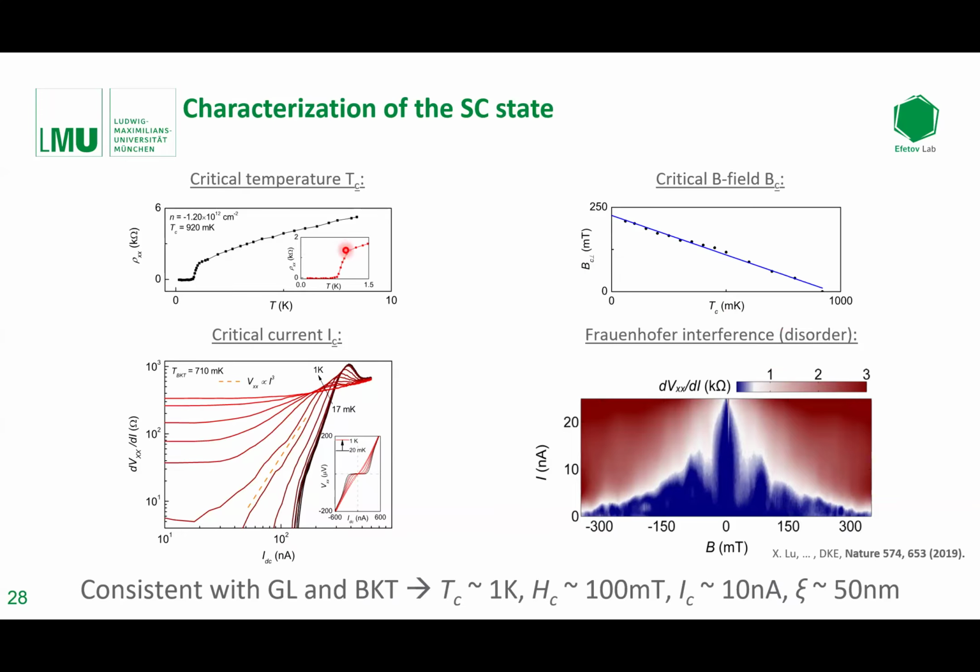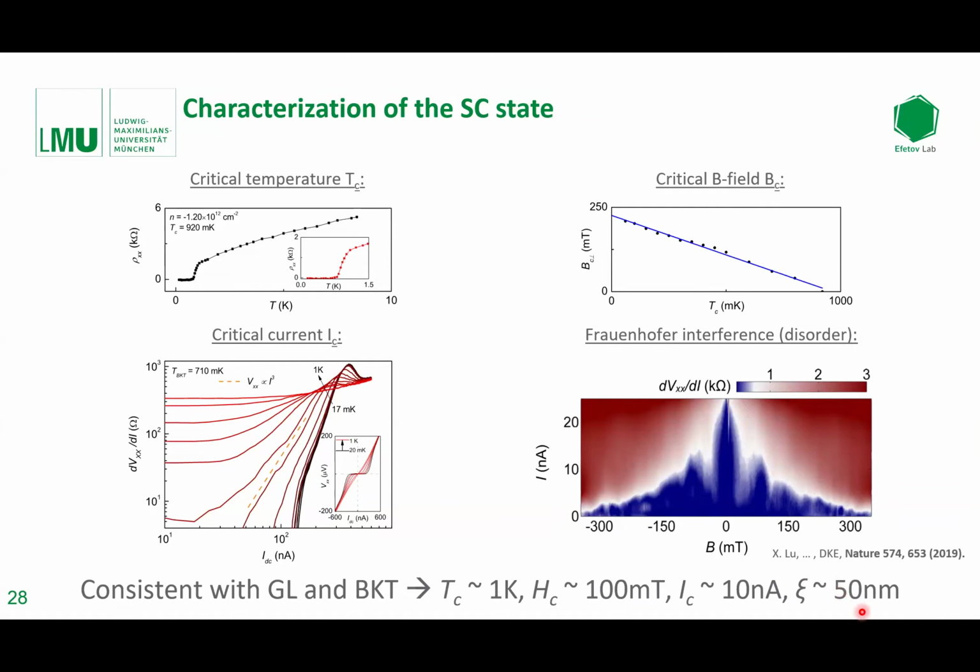And here are just a couple of characteristics. TC in the system is around 1 Kelvin. We have a critical field of around 100 millitesla, also not too high. The critical current is quite low, only on the order of 10 nanoamps, for the type of device sizes that we have. And if you try to extract the coherence length using Ginzburg-Landau theory on the magnetic extinction of the superconducting state, you get a coherence length of around 50 nanometers.